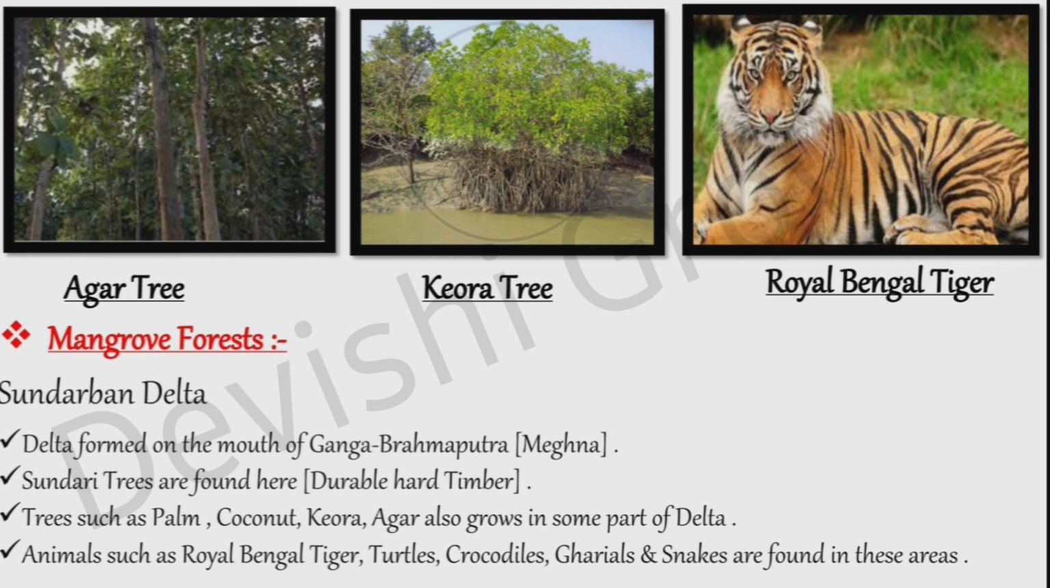Sundari trees are found here, which have durable and hard timber. Trees such as palm, coconut, keora and agar are also grown in some parts of the delta. Animals such as Royal Bengal tiger, turtles, crocodiles, gharials and snakes are found in these areas.